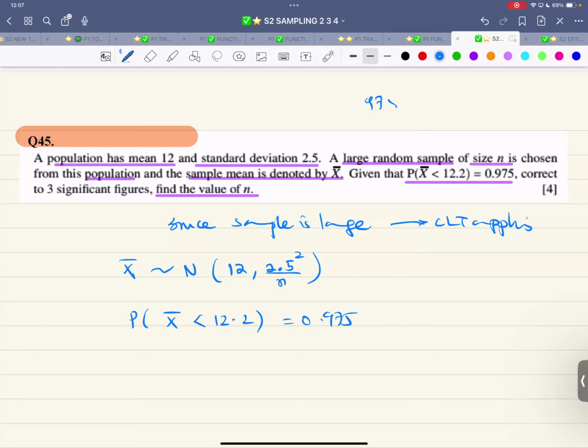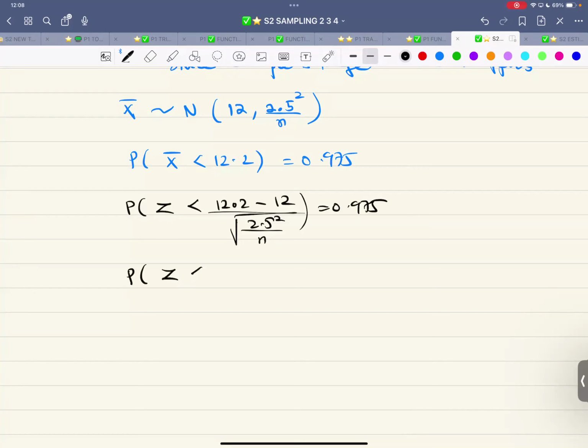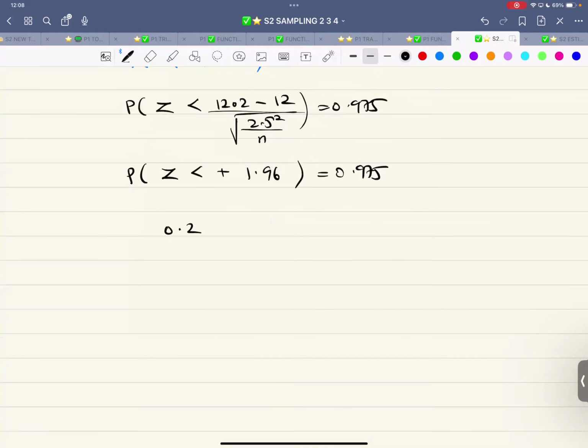Remember, for 97.5%, the corresponding z value is 1.96. So now just do this thing. Probability Z is lesser than 12.2 minus 12 divided by 2.5 square over n square root is equals to 0.975. Probability Z lesser than a positive value, this is 1.96, is 0.975. Therefore, 0.2 divided by 2.5 over root n is equals to 1.96. Hence, you make n the subject.